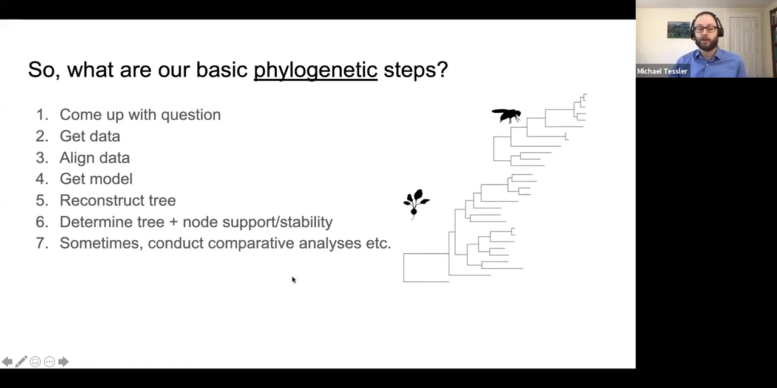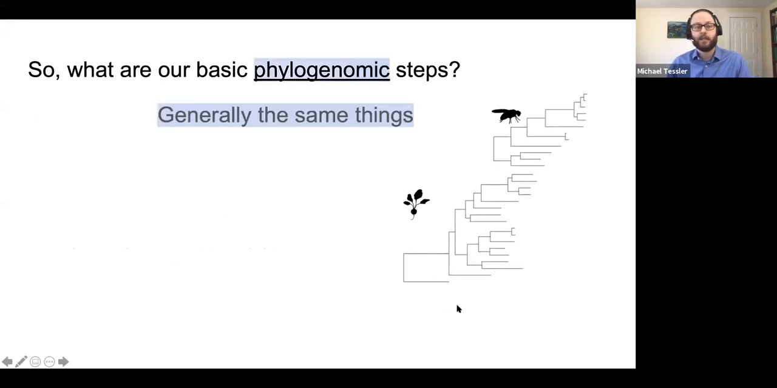oftentimes we are actually interested in kind of the icing on the cake. What does this mean for evolution of some trait, or can we do some additional analyses to get some more knowledge on that front? So what about phylogenomics, right? Phylogenomics and phylogenetics are pretty similar. The real thing is a scale level difference, right?